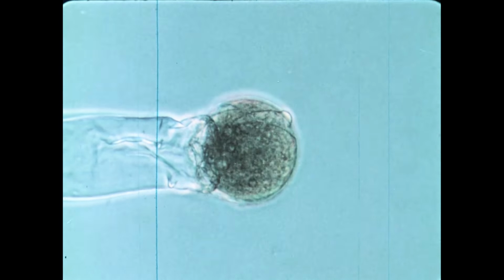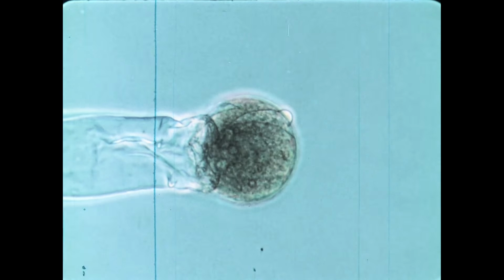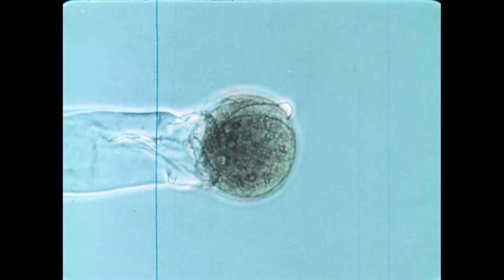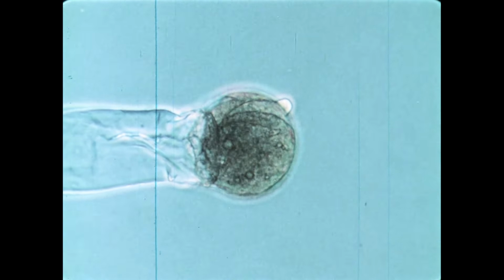Here, a resistant sporangium has been placed in water. A papilla is emerging through a crack in the wall. Darkening of the cell will signal cleavage into spores.